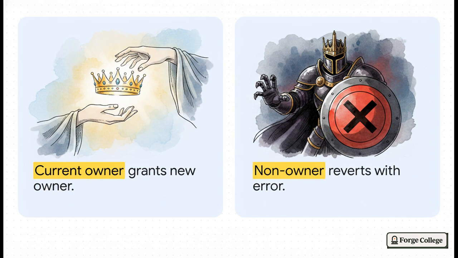But imagine a non-owner as some medieval usurper trying to sneak into the throne room. When they try to call that function, the Ownable royal guard steps in and blocks the transaction with a crystal clear revert message: Ownable, caller is not the owner. The usurper gets kicked out, the contract state stays completely untouched, and your digital kingdom is perfectly safe.